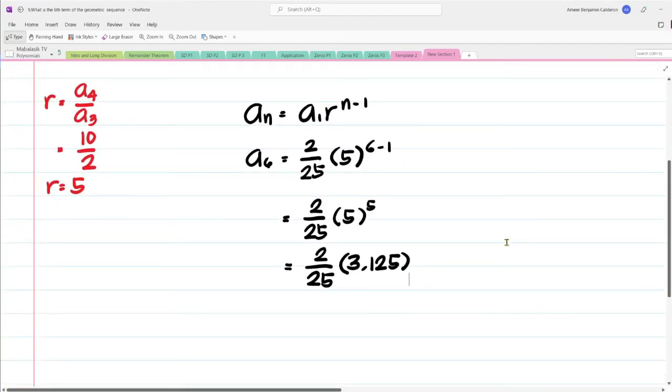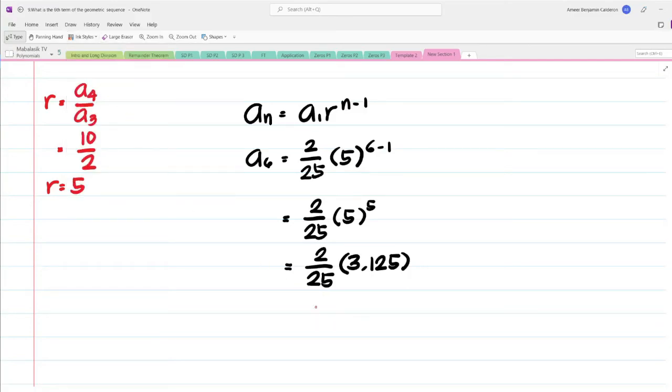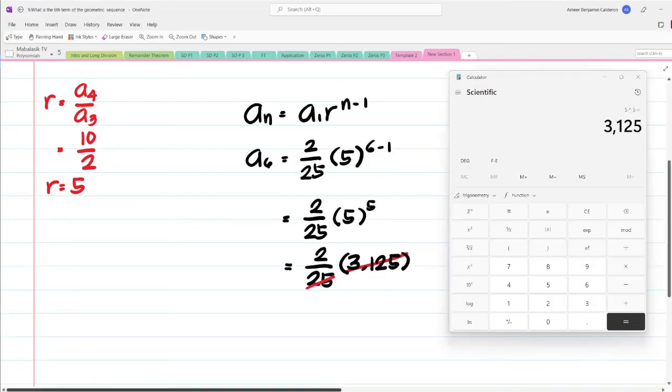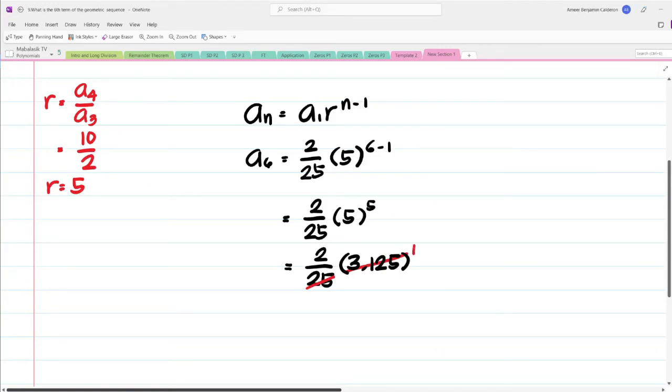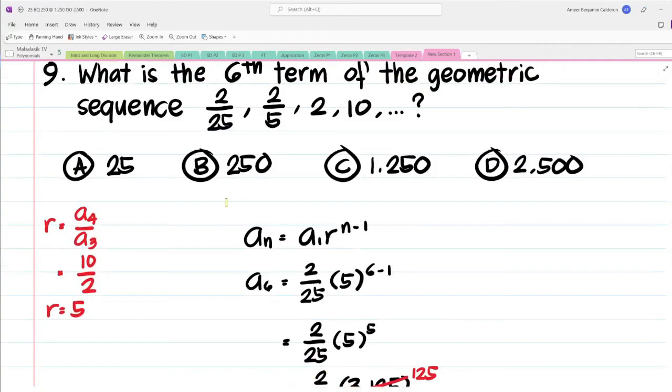So you can do different things here. So you can solve for a sub 6. But perhaps we can cancel these two. So 3,125 divided by 25, that's 125. So we are left with 125 here, which we will just multiply by 2. So a sub 6 is equal to 250. Letter B.